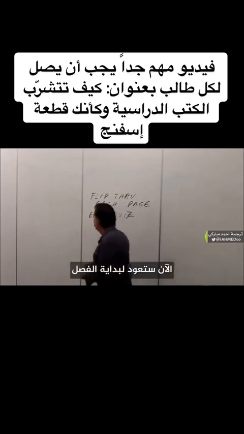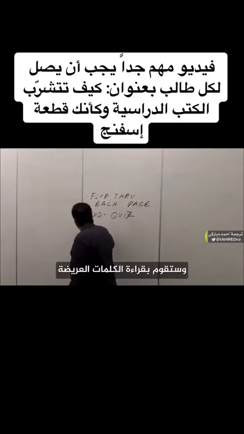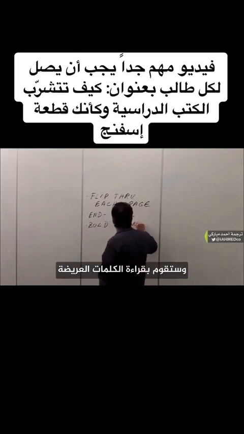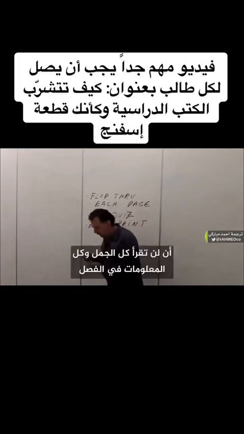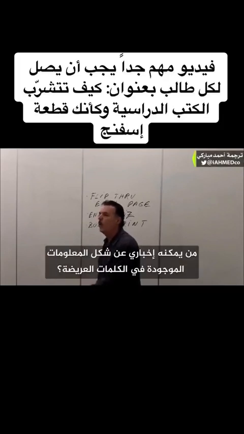Now you're going to go back to the beginning of the chapter and you are going to read the bold print. You're not going to read all the sentences. You're not going to read all the information in the entire chapter. You're just going to read the bold print. Who can tell me what is the information that's contained in the bold print?